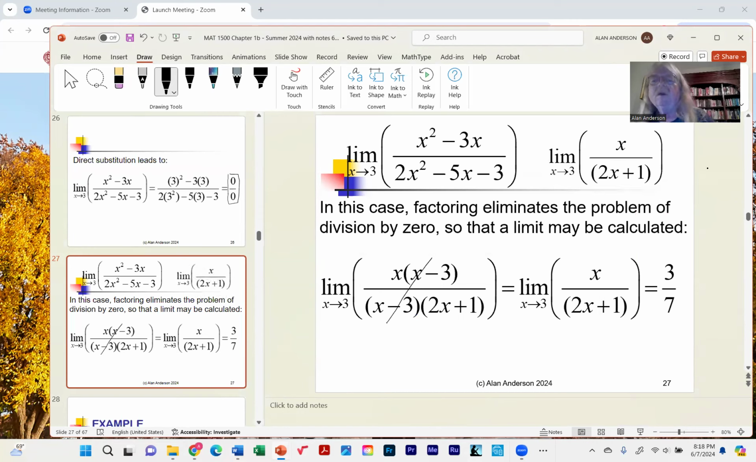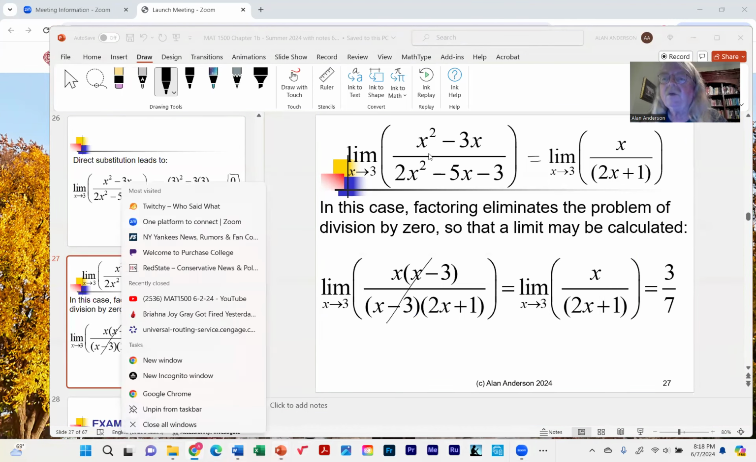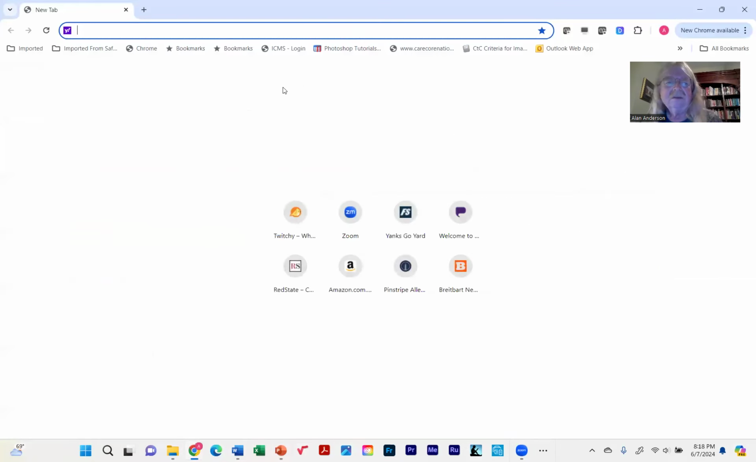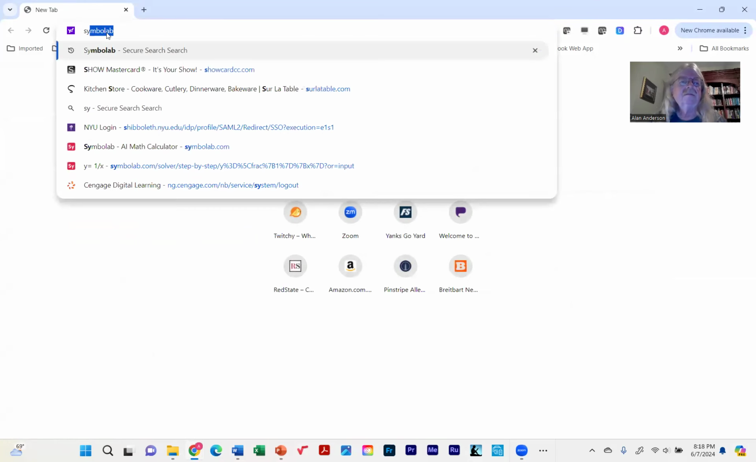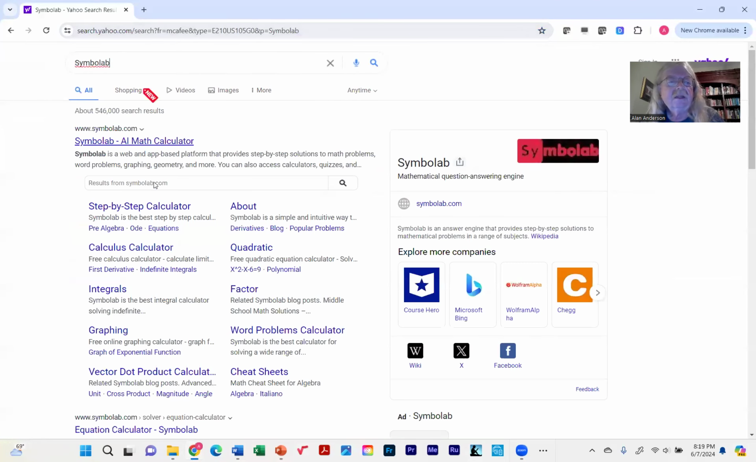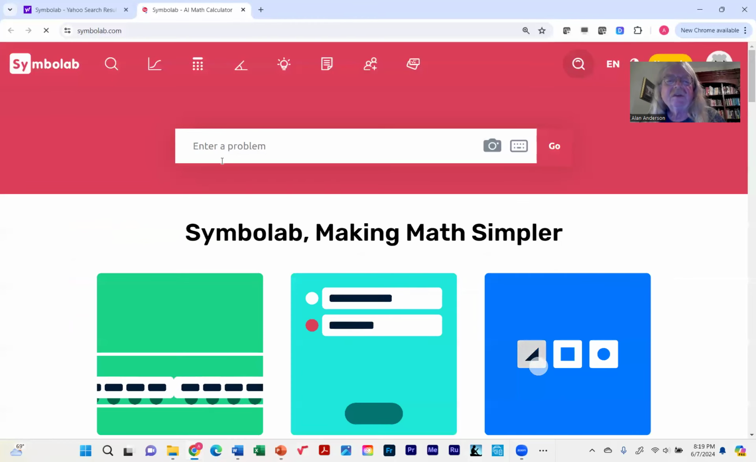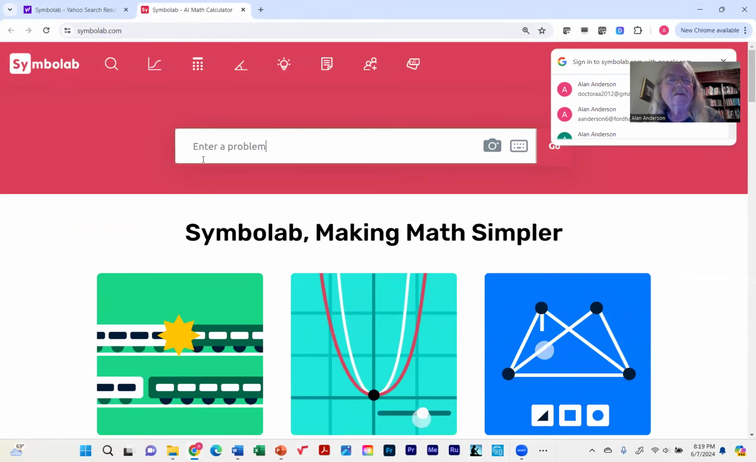Now, what I'd like to do, we might as well go back to Symbol Lab and show the difference between the 2. So on the one on the left, of course, there'll be a hole in the function at x equals 3, as we've seen. The one on the right will not have a hole. But let's just prove it. Let's go to Symbol Lab and prove it.